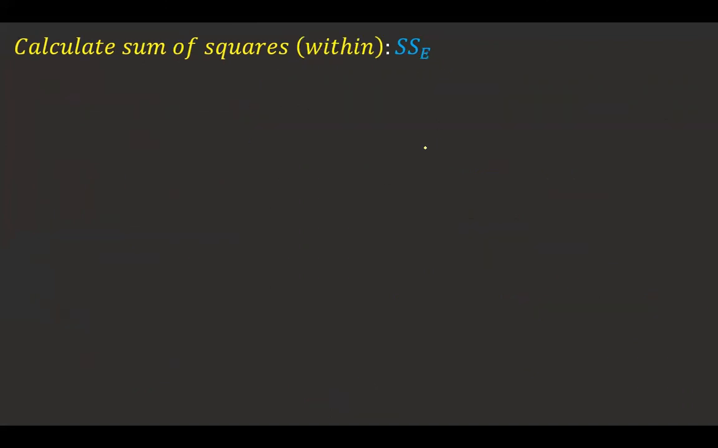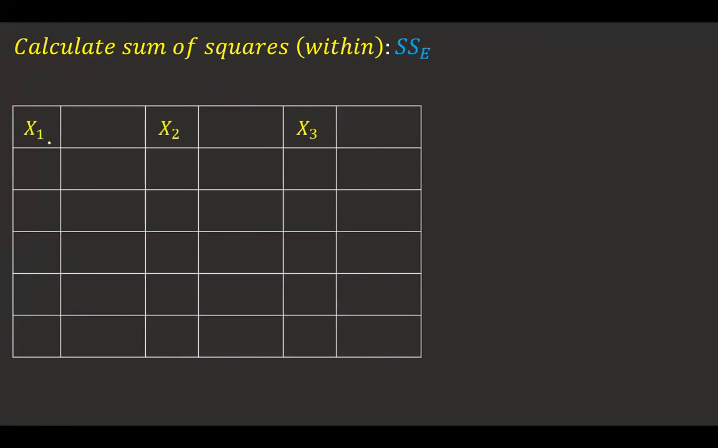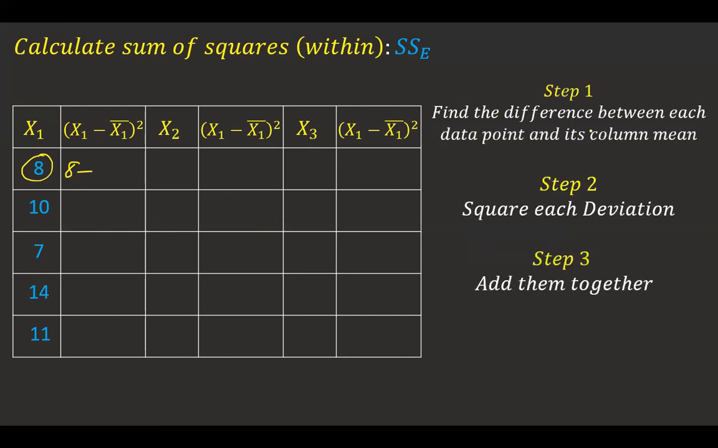How to do this here? First of all, I'll write the first value here. x1 is nothing but 8 here. I'm writing 8 minus x1 bar. That's the step given here. Now find the difference between each data point and its column mean. What's the data point here? 8. And the column mean, I'm going to show it here, is 10. So 8 minus 10, the whole square. 2 square, so it is 4.